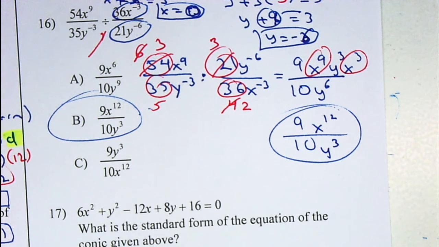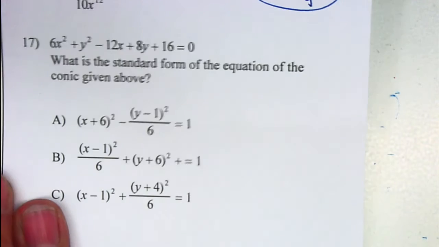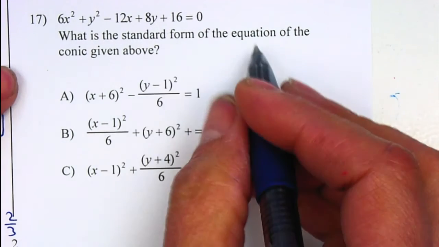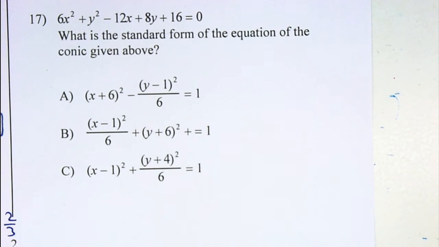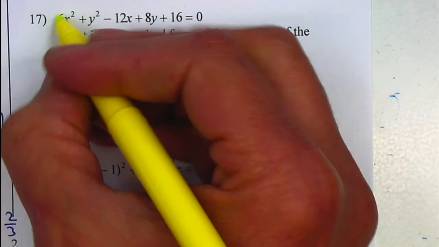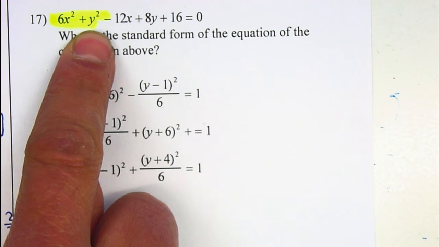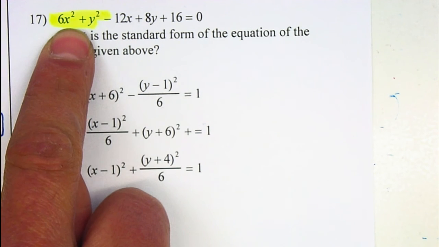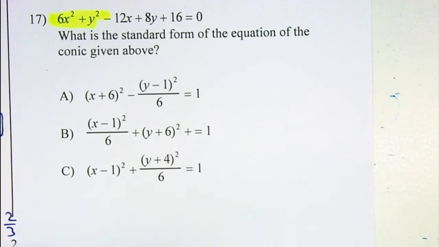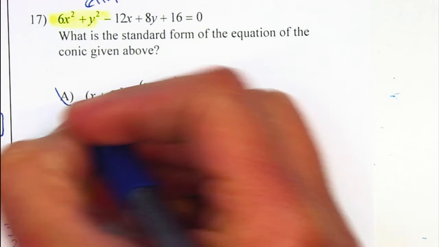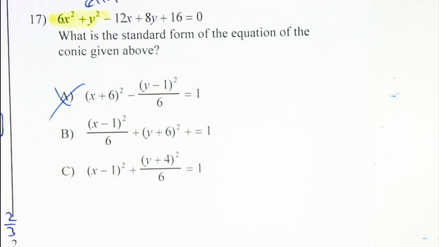And the last problem, and we are done. Number 17. What is the standard form of the equation of the given conics? You should be able to realize that they both are squared, so it's not a parabola. They have different coefficients. They're both positive, so it's not a hyperbola. This will be an ellipse. So I know that's not letter A. You shouldn't have a minus in between.